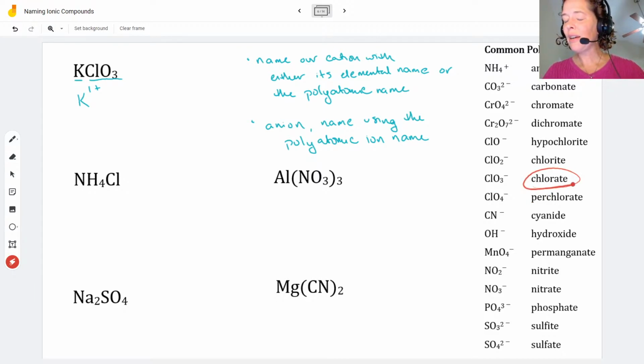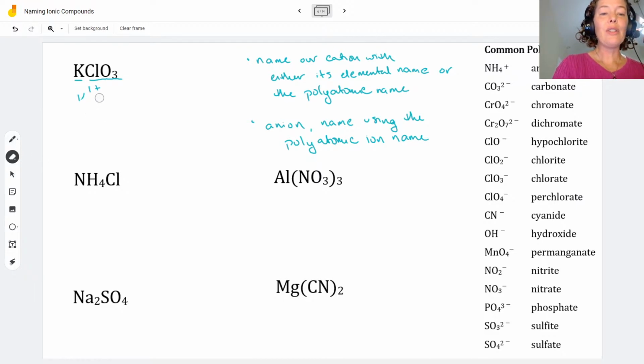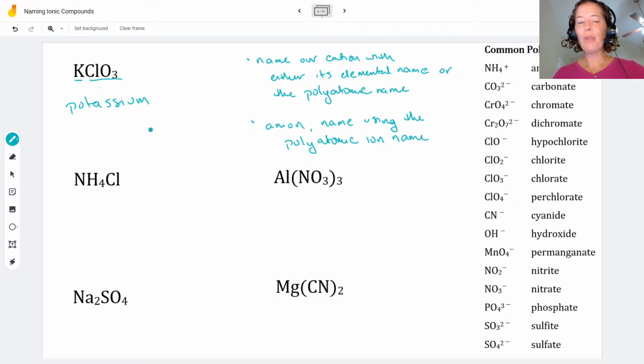ClO3 is right here. It is chlorate. Oh, and see, I just wrote potassium here. I need to write it out as the word. Okay, so that is potassium. Again, this was chlorate. And that's it. This is potassium chlorate. Bam, you're done. Okay, let's go on to our next one.